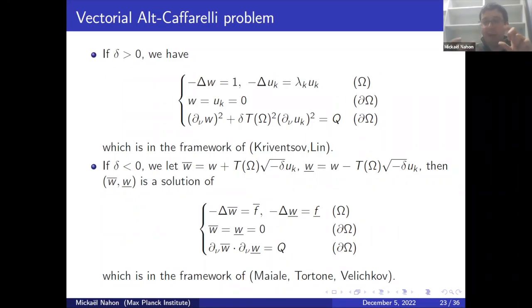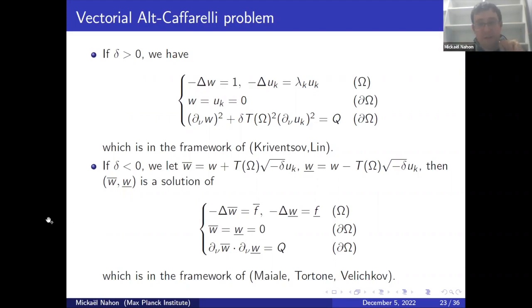Basically, when you make a change of variable, you look at overline W and underline W, which are just perturbations of W. You see that the product of these two things is W squared minus delta plus delta UK squared, basically. The product of these two verify some similar equation like this, where you have an elliptic equation inside, a Dirichlet condition on the boundary, and the product of the two gradients on the boundary is constant. This has been studied by Mickaël Nahon and Velichkov, and they also have C1 alpha regularity, meaning that the minimizers are going to be C1 alpha.